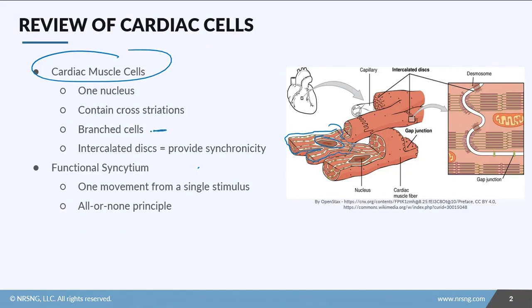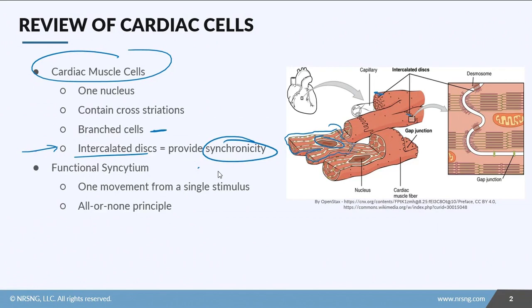The other thing about it is it's branched, meaning if you look here, there's one branch here and then another branch here. And this allows them to get together in an interlocking fashion. The other really important thing about cardiac muscle cells is that they have these things called intercalated discs, and they provide synchronicity across all of the cells.